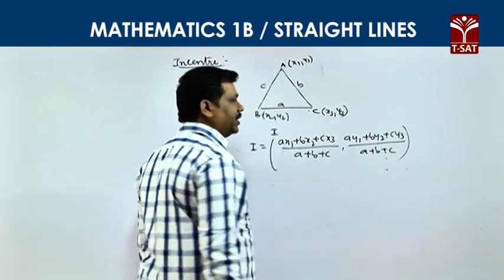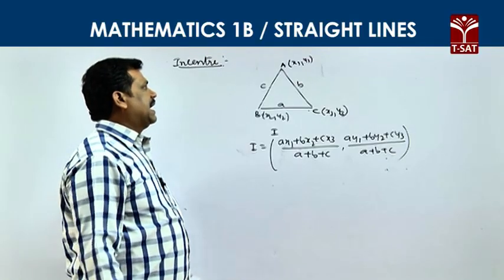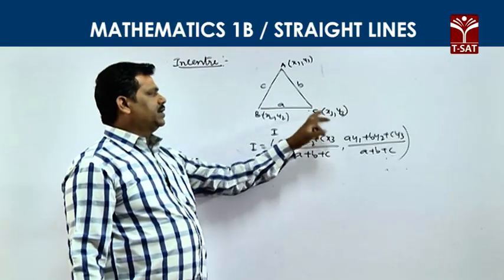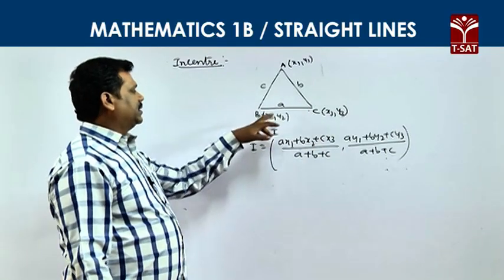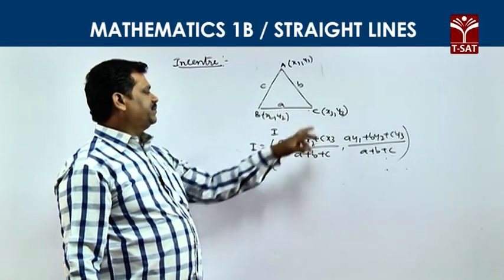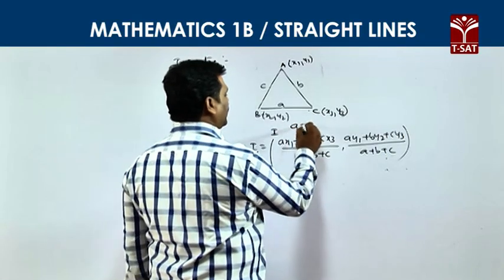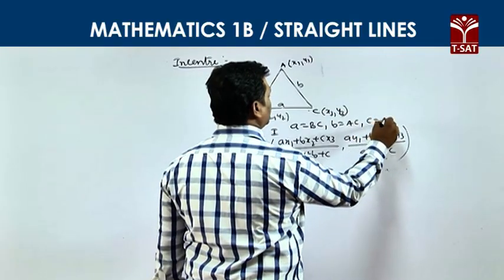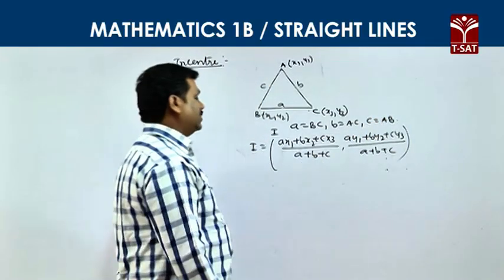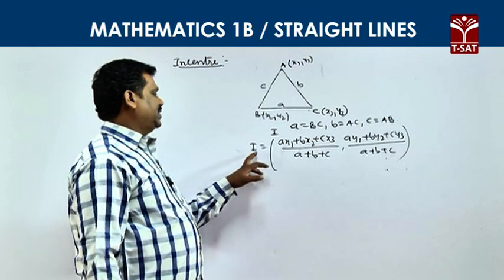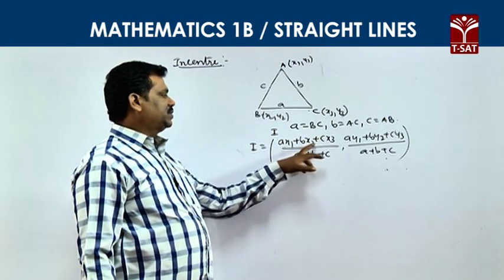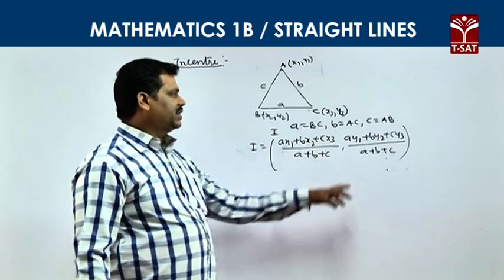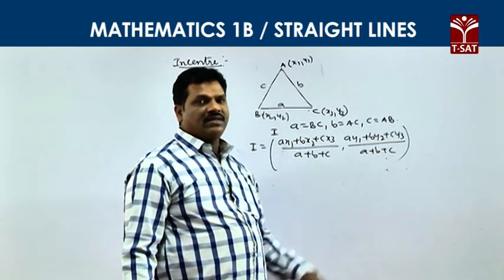This is the incenter of a triangle ABC having vertices A(x1, y1), B(x2, y2) and C(x3, y3), and the length a equal to the distance BC. Here a equal to BC, b is equal to AC and c is equal to the length of AB. Then the incenter of triangle ABC is I equal to (a x1 plus b x2 plus c x3) by (a plus b plus c), (a y1 plus b y2 plus c y3) by (a plus b plus c).